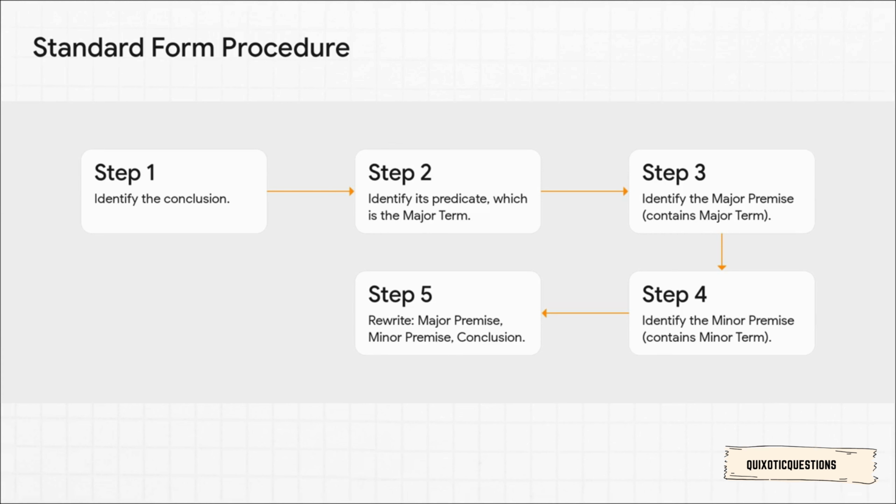The other premise, well, that's our minor premise. Then you just rewrite the whole argument in that specific order. Major premise first, minor premise second, and the conclusion last. Getting this standardized form right is absolutely key to analyzing the structure correctly.